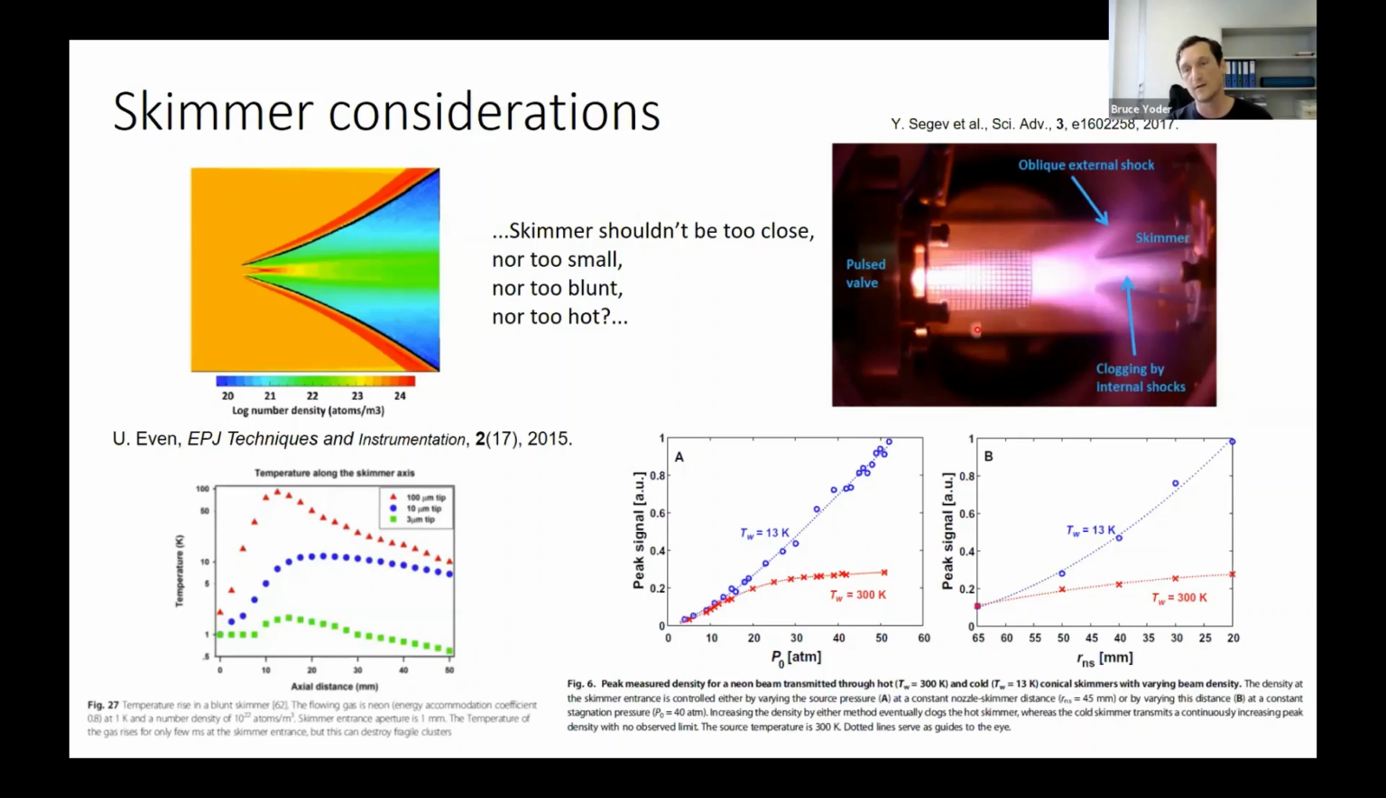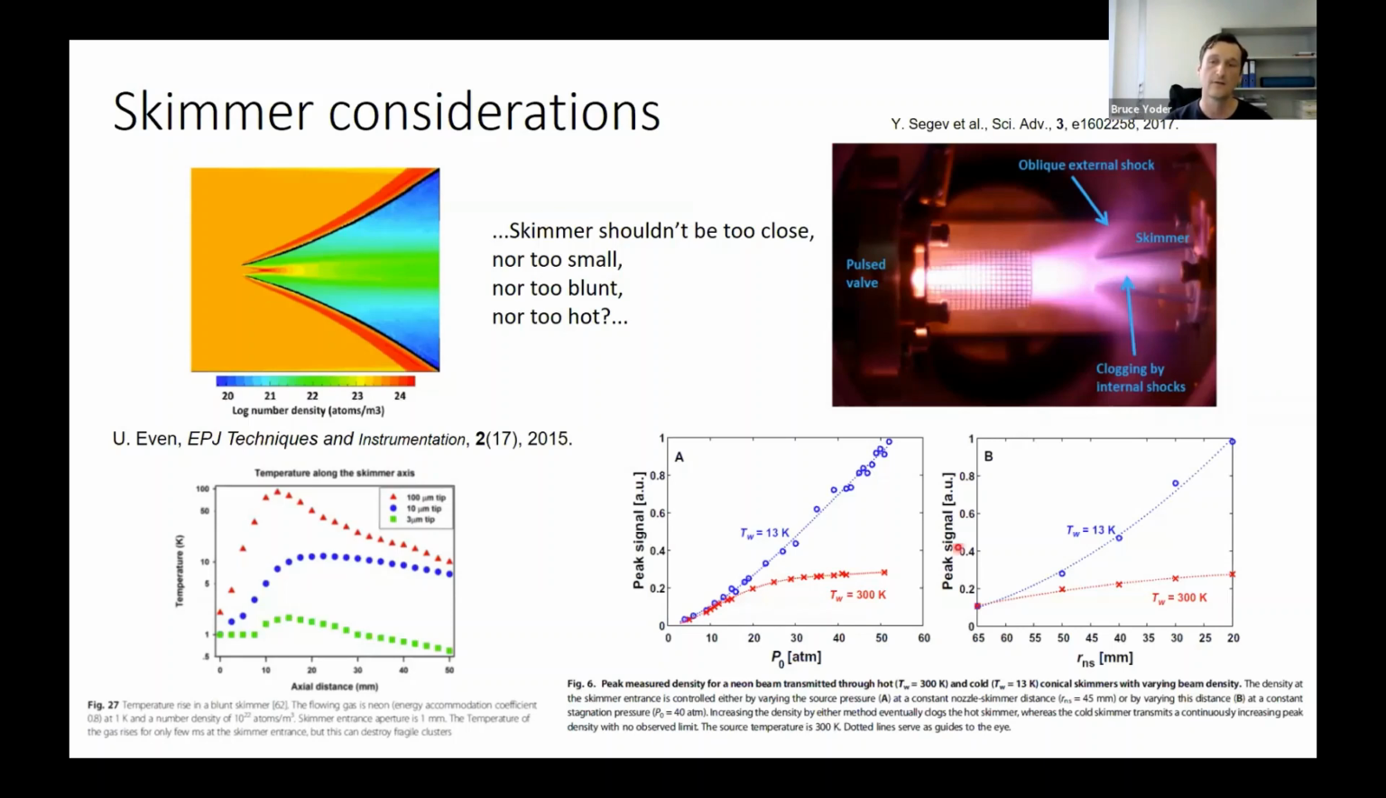On the right, we see internal and external shock waves generated on a skimmer from an intense plume of a pulsed valve. You see shock waves here where your skimmer is there. It was shown that cryogenically cooling the skimmer reduced the shock waves and increased the amount of gas transmitted by over a factor of 5 in some cases.